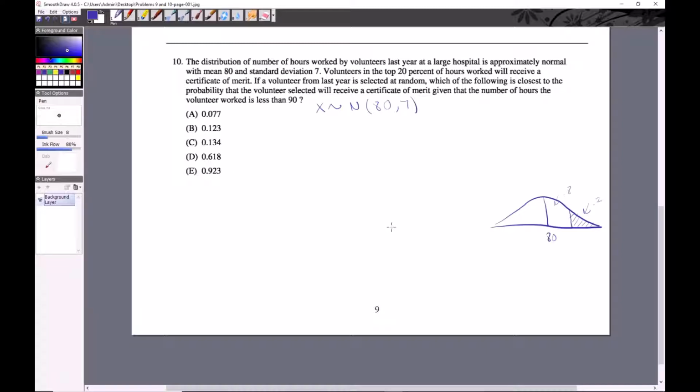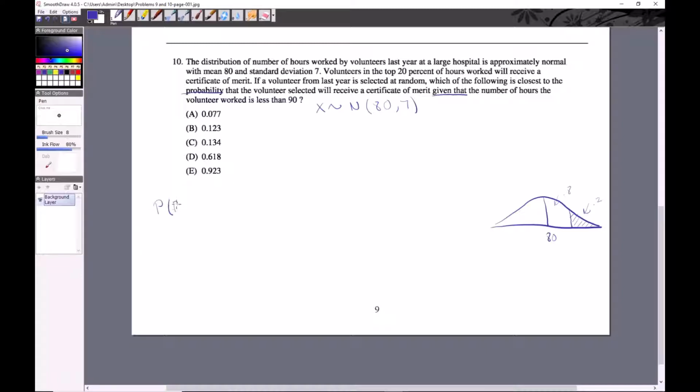If a volunteer from last year is selected at random, which of the following is closest to the probability? All right, so we're looking for probability, and that makes sense. Look at these answers. They look like probabilities. That the volunteer selected will receive a certificate of merit given that the number of hours the volunteer worked is less than 90. All right, the major thing here to not miss is the given that. This is conditional, right? So remember what the formula for conditional is.